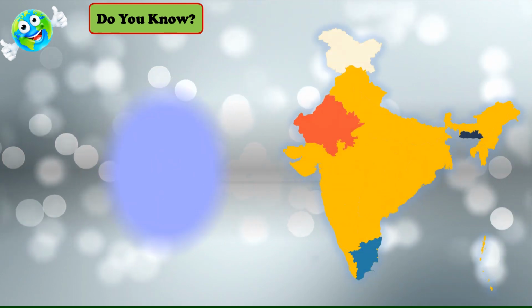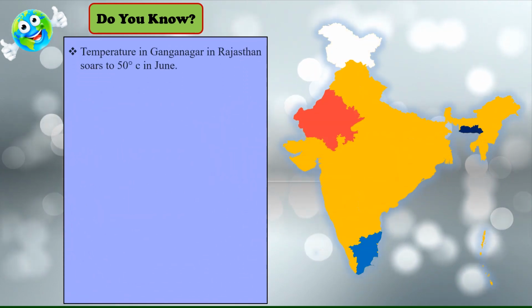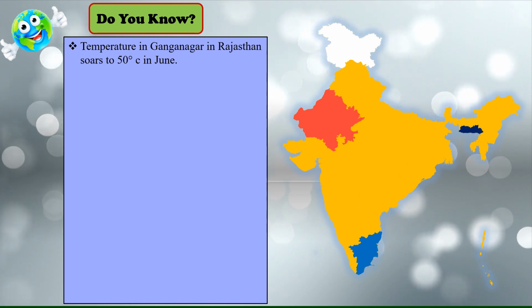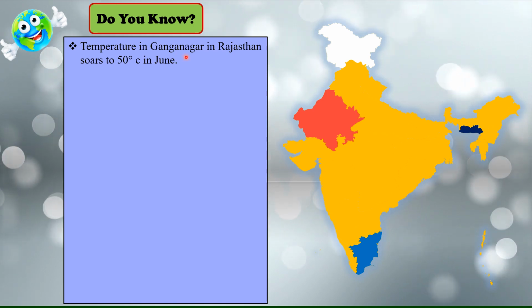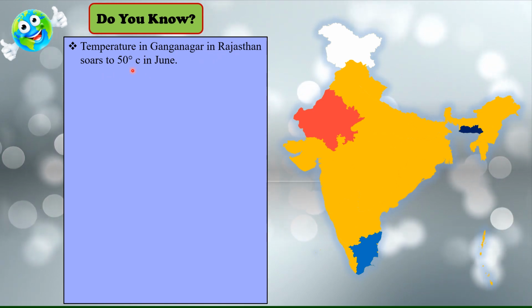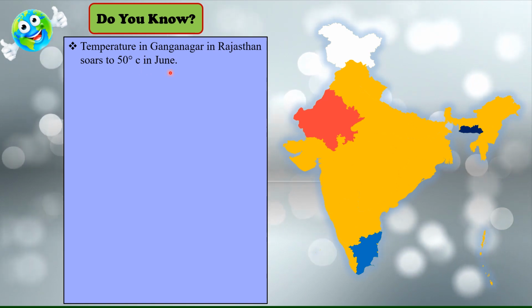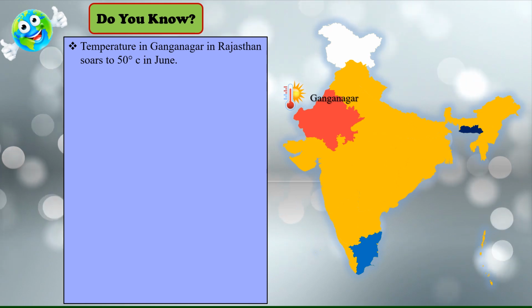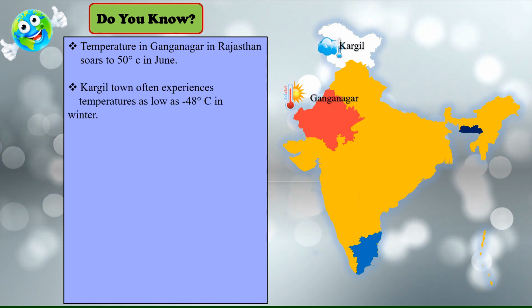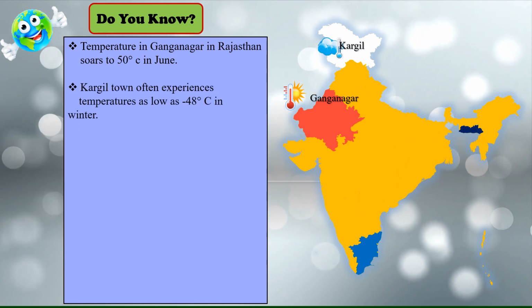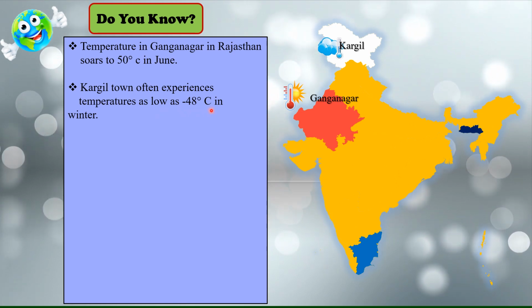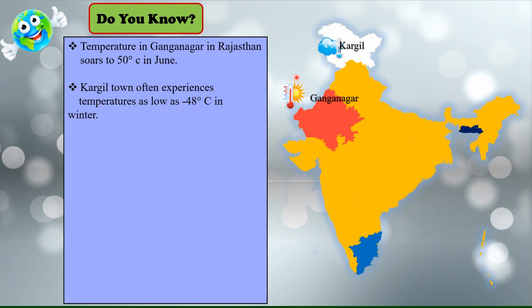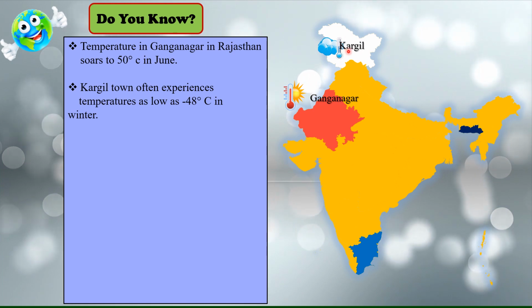We'll cover the facts given on page number 30 of our textbook. The first fact: temperatures in Ganganagar in Rajasthan go up to 50 degrees Celsius in June. So this is the Ganganagar district. Then Kargil town often experiences temperatures as low as -48 degrees Celsius in winter. So here we have Kargil.